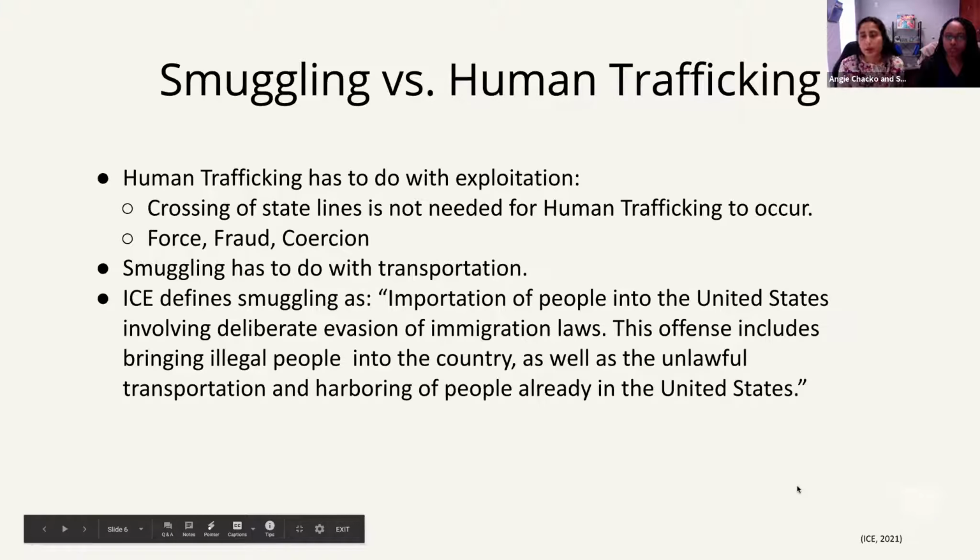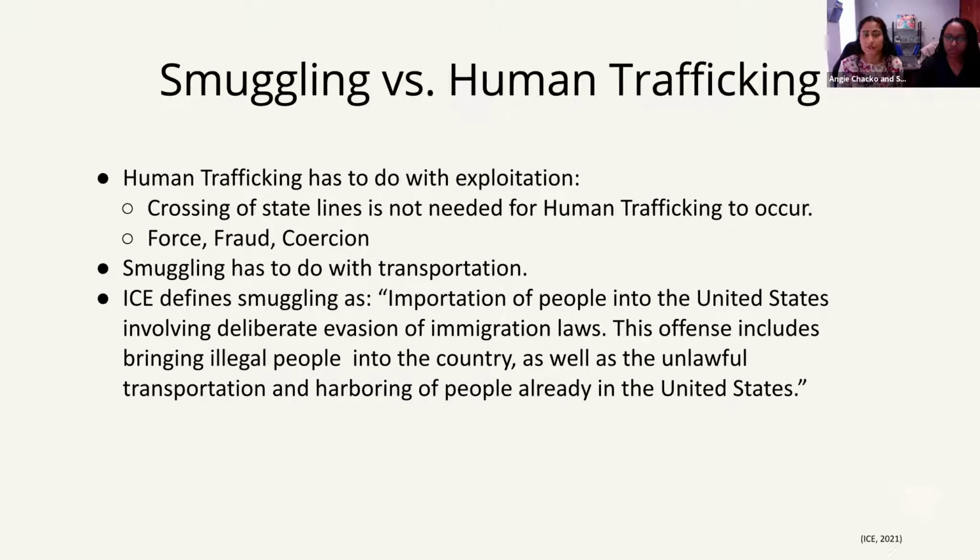Okay, so here we're going to go over the difference between smuggling and human trafficking. These two can be confused a lot. People think that for human trafficking to occur, the person has to be transported from their home, so from one state to another state, or from country to country, and that can happen in human trafficking, but that does not need to happen for it to be human trafficking. So smuggling can happen in human trafficking, but human trafficking does not happen all the time in smuggling.